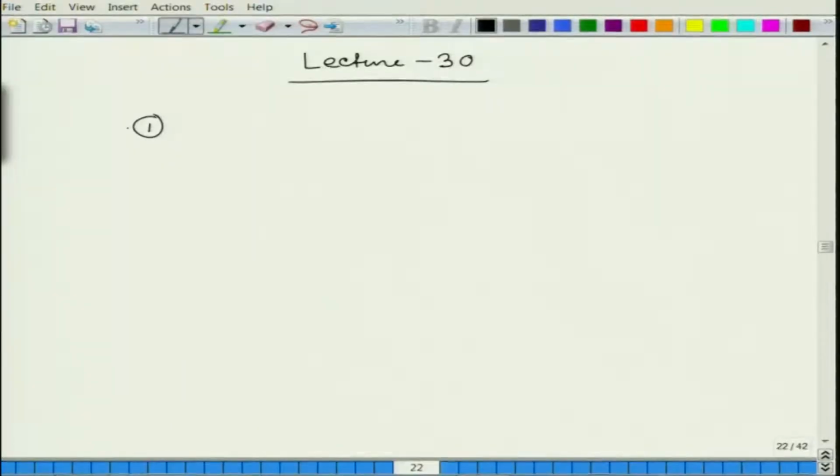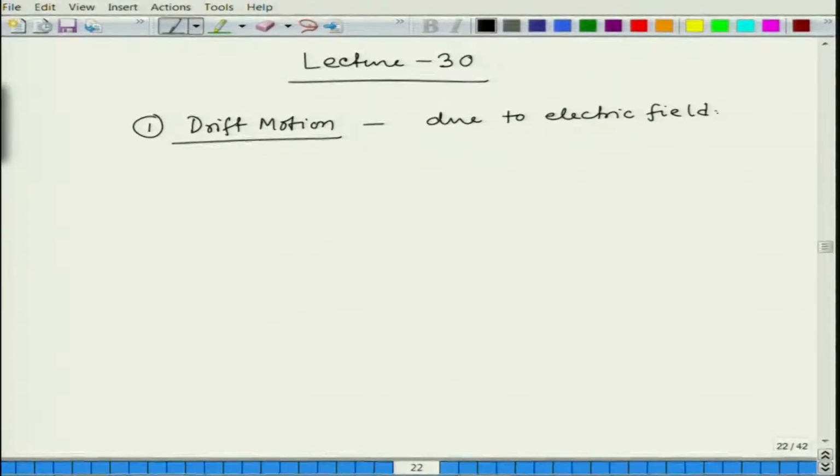So, the first kind of motion we call drift motion. Okay. What is drift? Whenever we have some electric field, then these charge carriers, which are charged particles, either electron or hole, will move in certain directions due to the electric field, and that is called the drift motion.